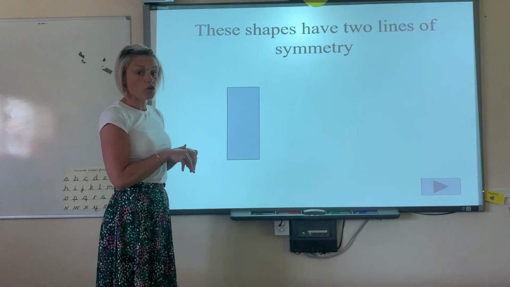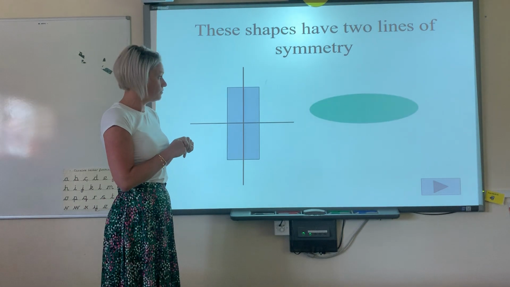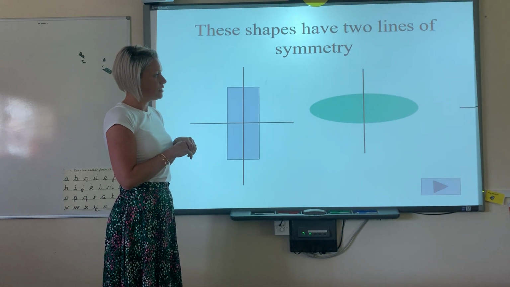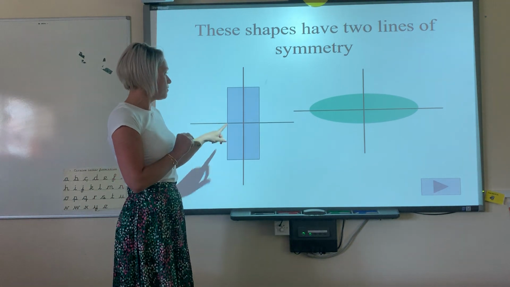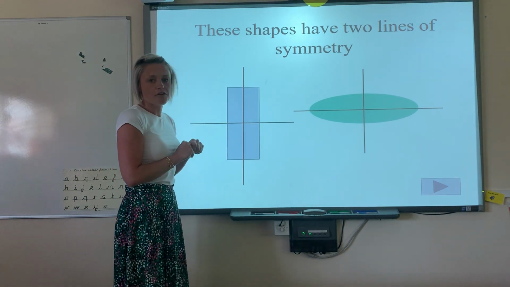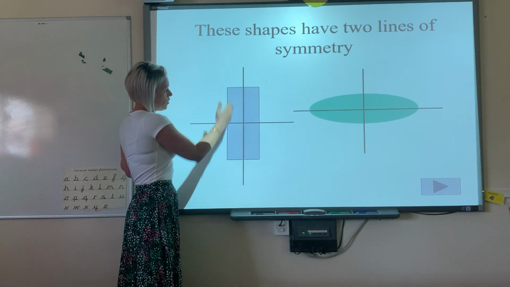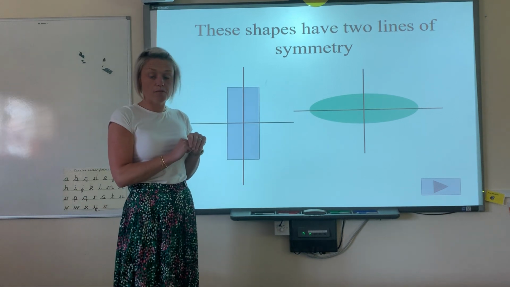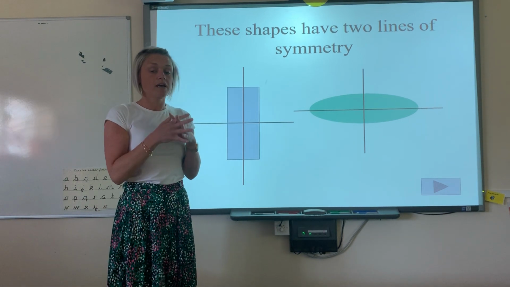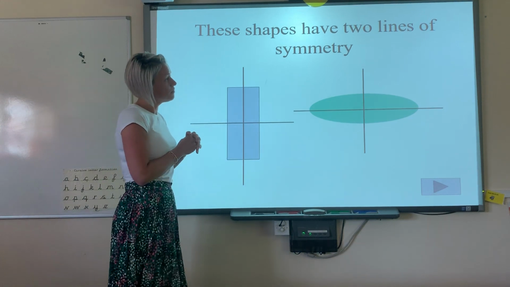These shapes have 2 lines of symmetry. So we've got a rectangle and an oval. Now lots of you will probably think, if you're asked about a rectangle, that it has 4 lines of symmetry, because you might think that you can also go diagonal to diagonal. Okay, have a test at home, get yourself a piece of A4 paper and see if you can fold it diagonally and see what happens.